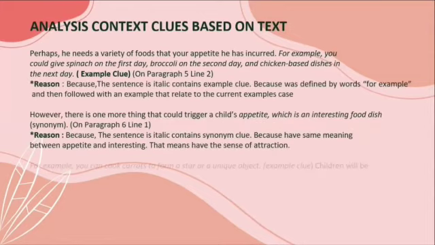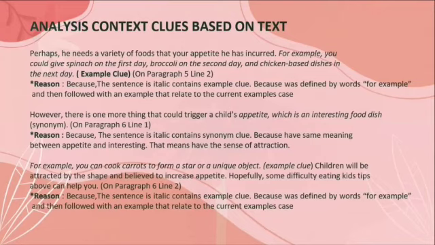The second is: however, there is one more thing that could trigger a child's appetite, which is an interesting food dish. Synonym clue on paragraph 6, line 1. Because this italic sentence contains a synonym clue, because appetite and interesting have the same meaning, that means the sense of attraction. For example, you can cook carrot to form a star or a unique object. Example clue. Children will be attracted by the shape and believed to increase appetite.